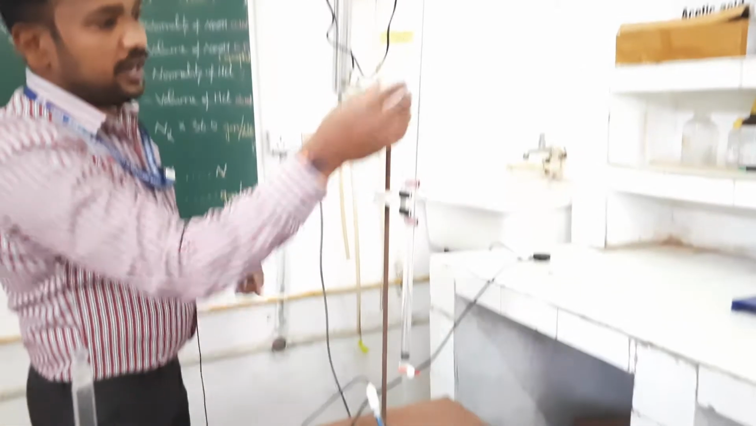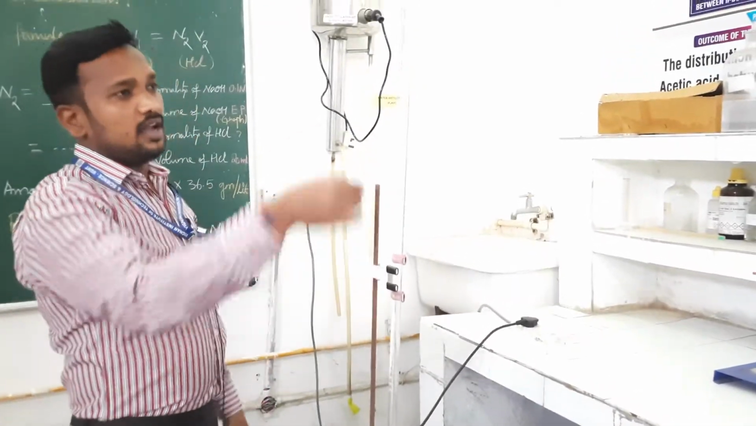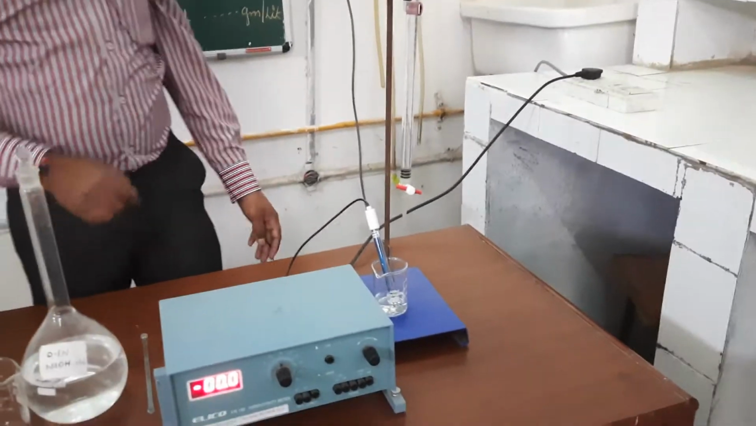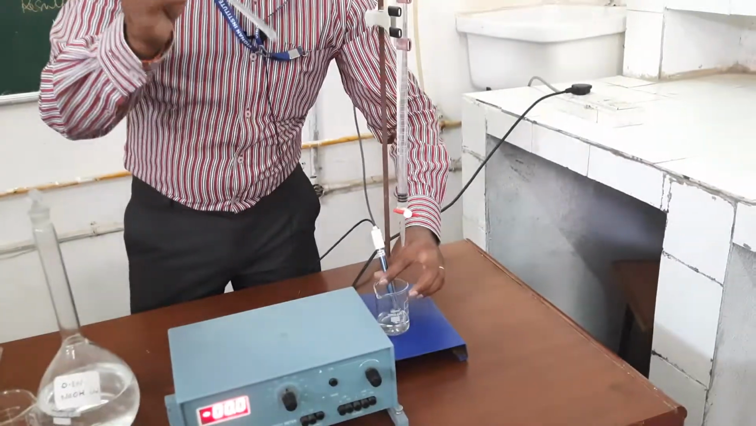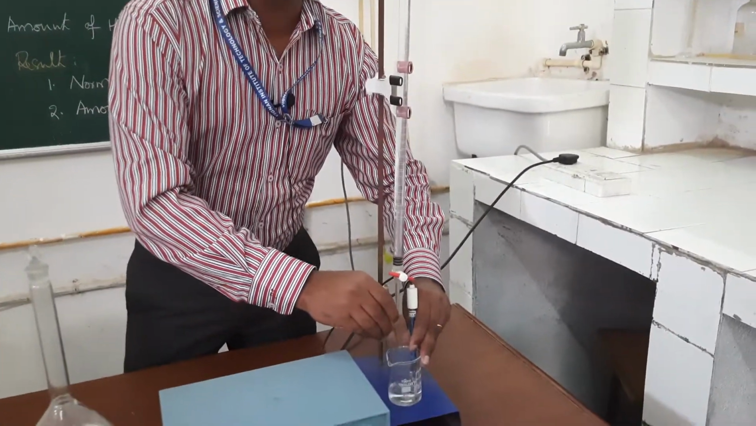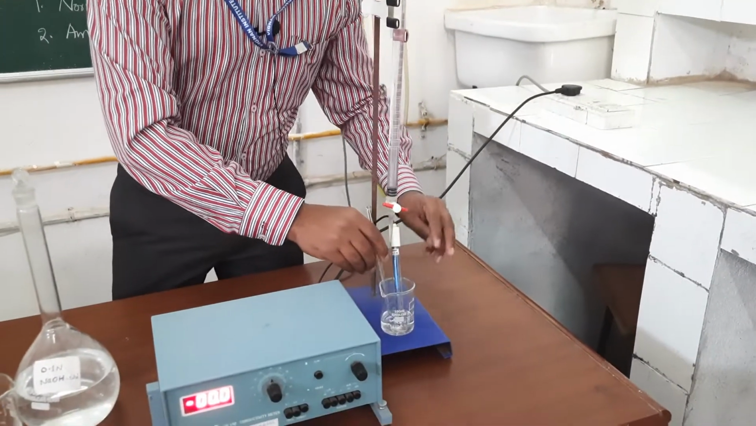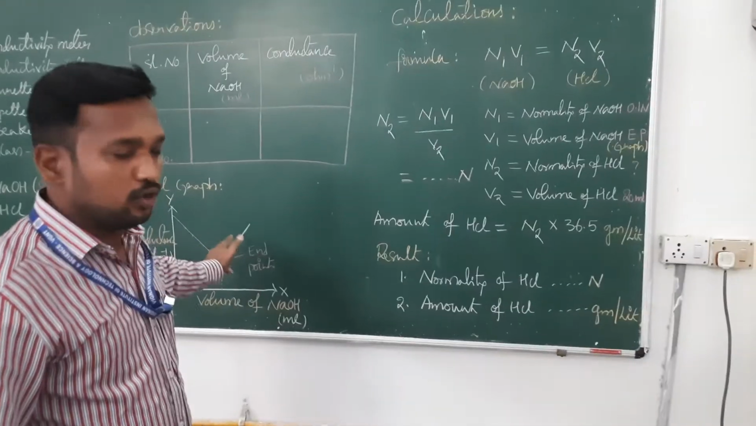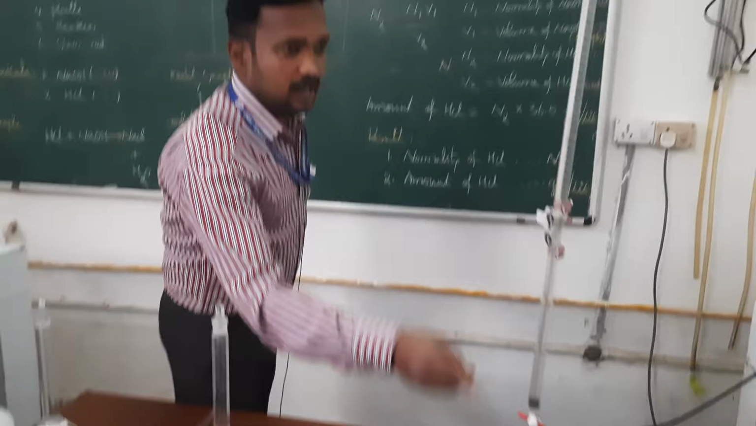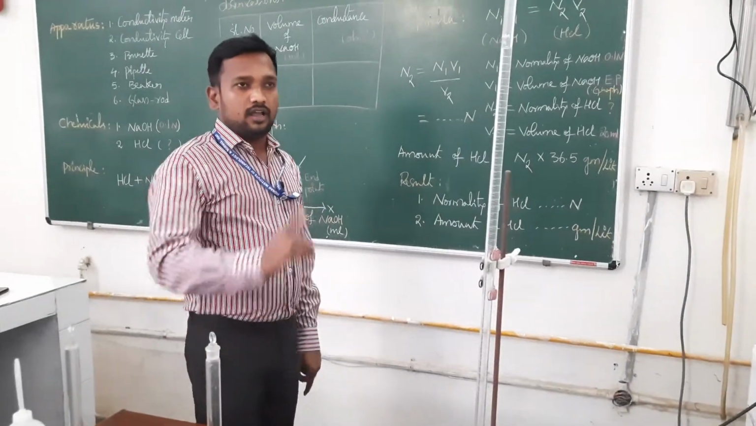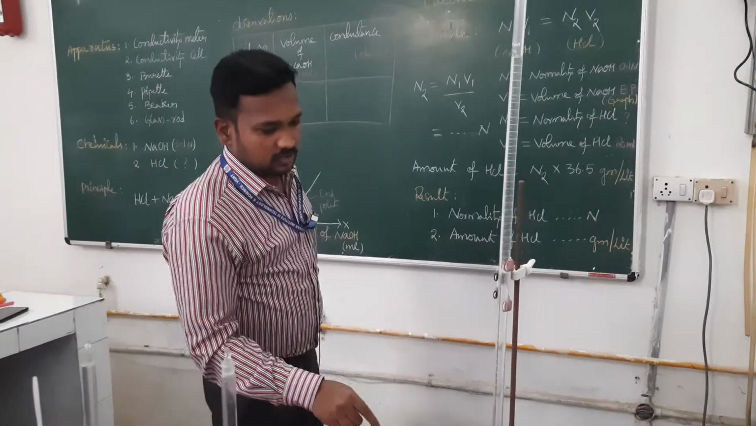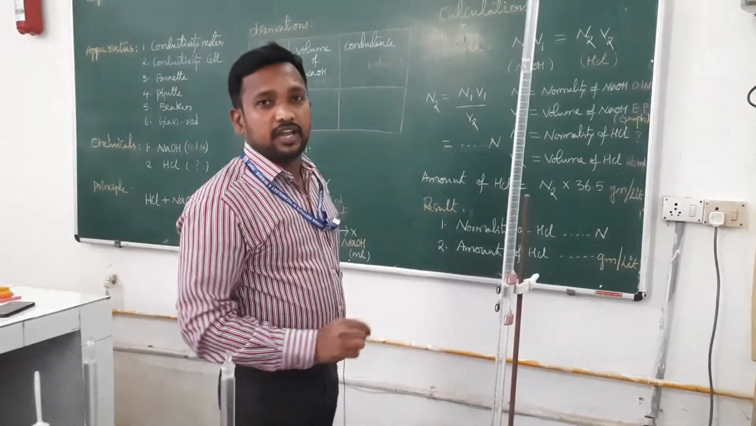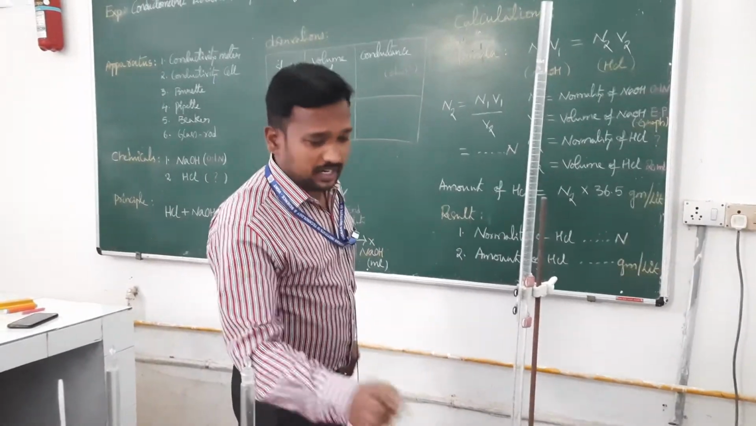First you take the burette and fill the NaOH solution in it. Then you add 1 ml of NaOH solution into the HCl solution in the beaker and stir the solution with the help of a glass rod. The conductance value decreases according to the principle, because the H plus ions are replaced by OH minus ions. That's why the conductance is decreased.